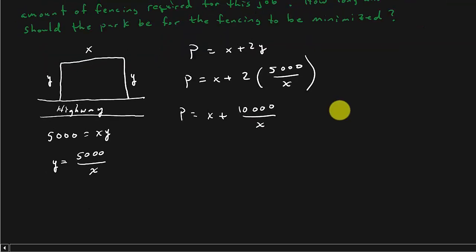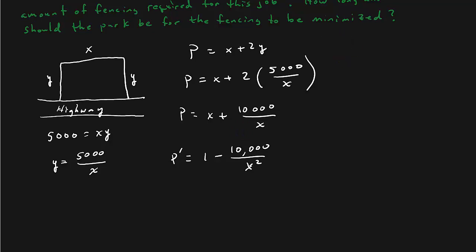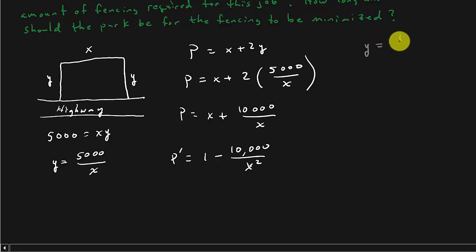All right. So now let's take the derivative. So P prime is 1 minus 10,000 over X squared. Now, I talked about this in the previous video, taking the derivative of a number over X. I'll go ahead and explain it again. All right, so just forget about the problem right now. Let's just focus on this derivative of 1 over X.